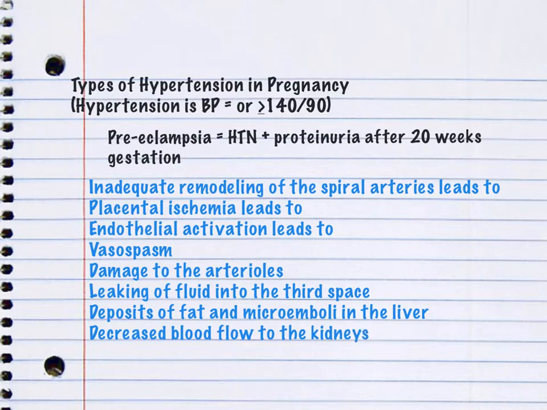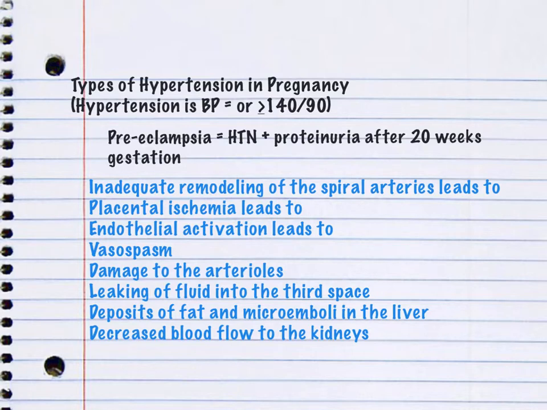And let me sort of explain what that means. Okay, so you've got this little cascade of events. It starts out very early in pregnancy. And if it's a mild event, you'll see a milder preeclampsia. But you can get very severe preeclampsia. We'll talk about the difference between the two.